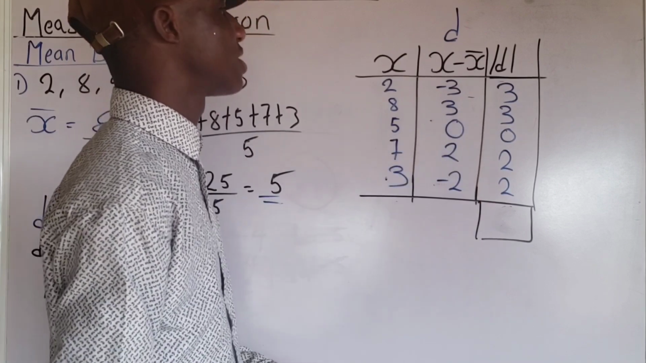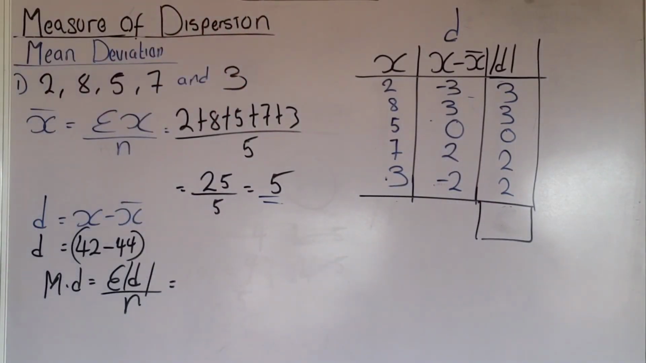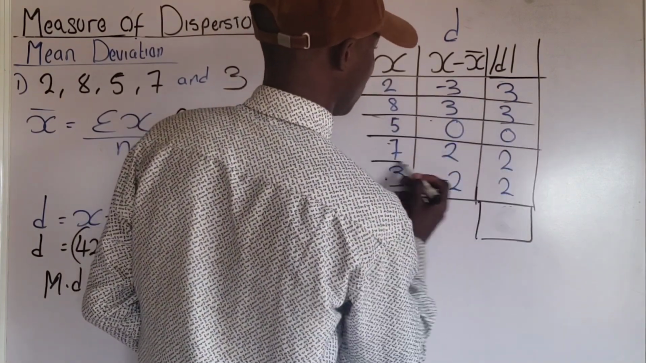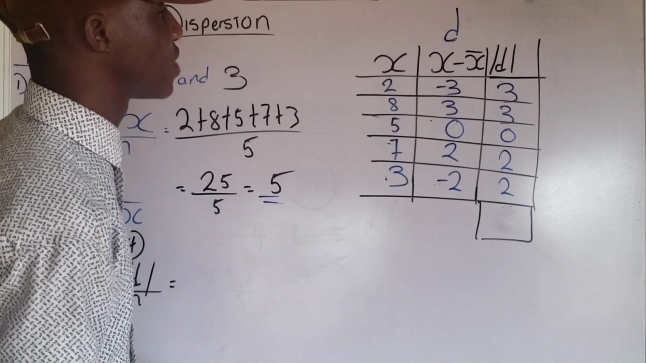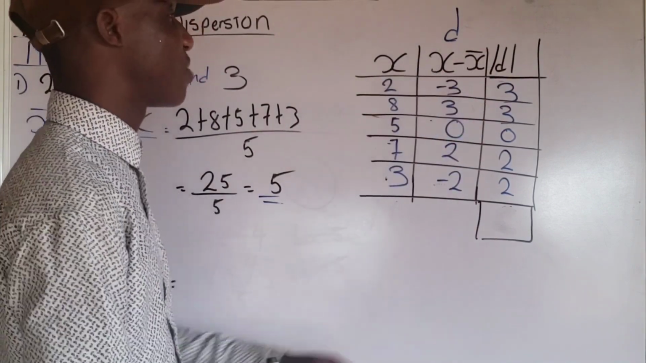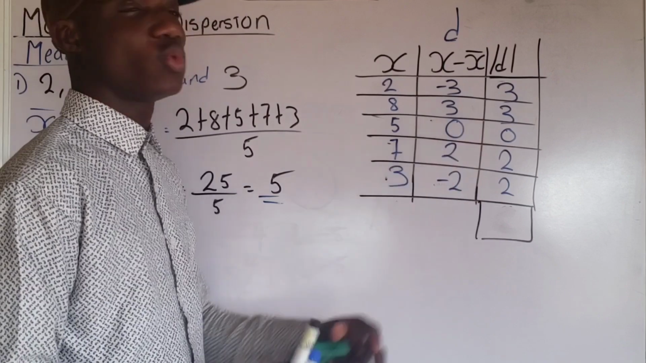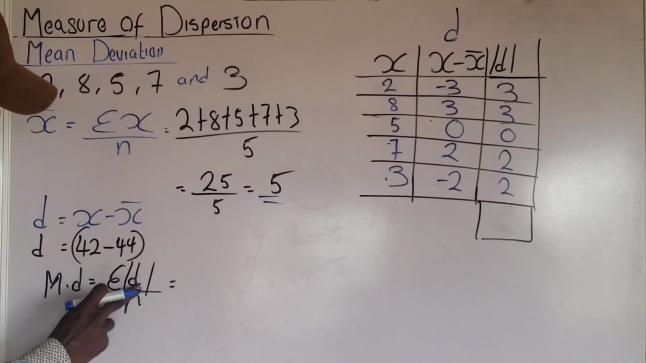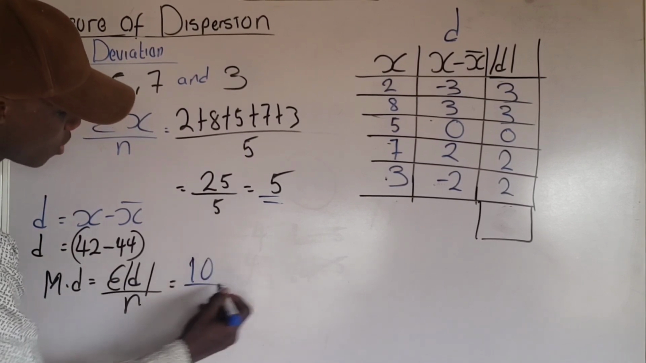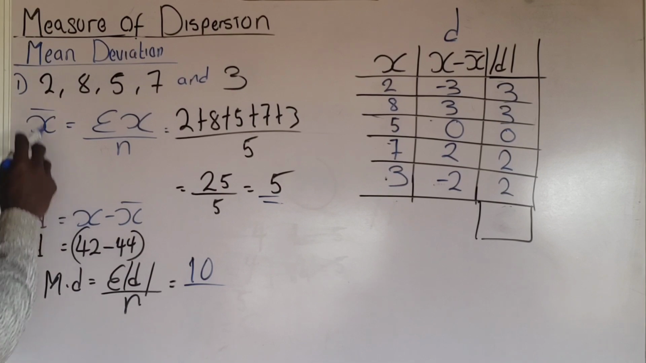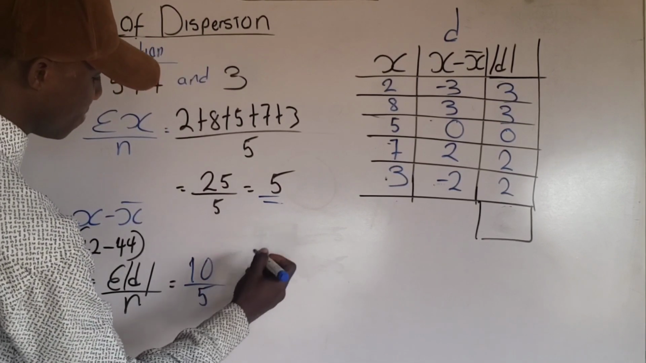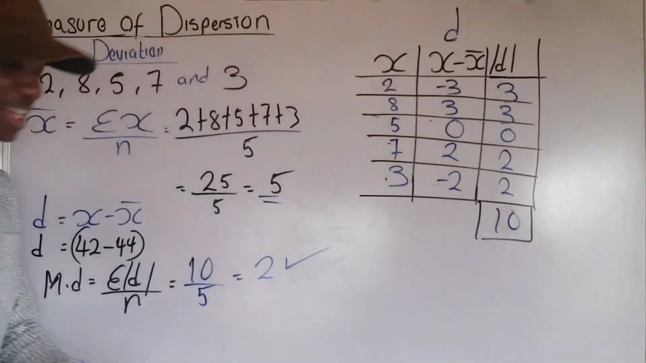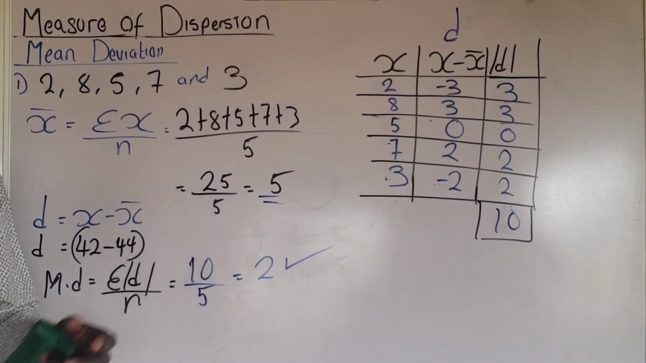Okay, let me do this so that you won't be confused. Now sum all the deviations together. Sum the absolute value of the deviation. I'm going to have 3 plus 3, that is 6. 6 plus 2, 8. 8 plus 2, 10. So mean deviation is equal to the sum of deviation, that is 10, all over n. N is the total number of samples. So I'm going to have 1, 2, 3, 4, 5. So n is 5. 10 over 5 is 2. That is the correct answer.